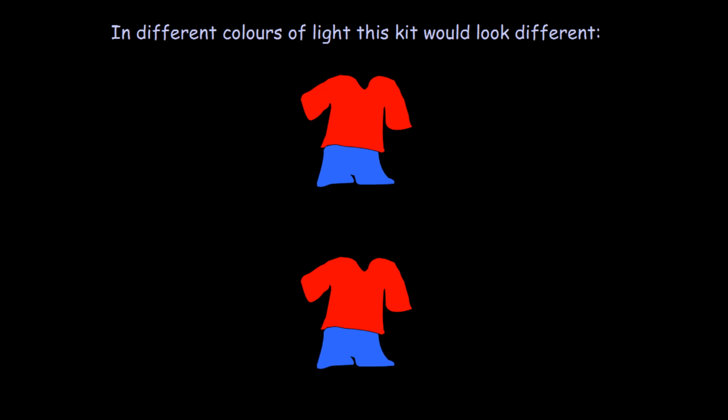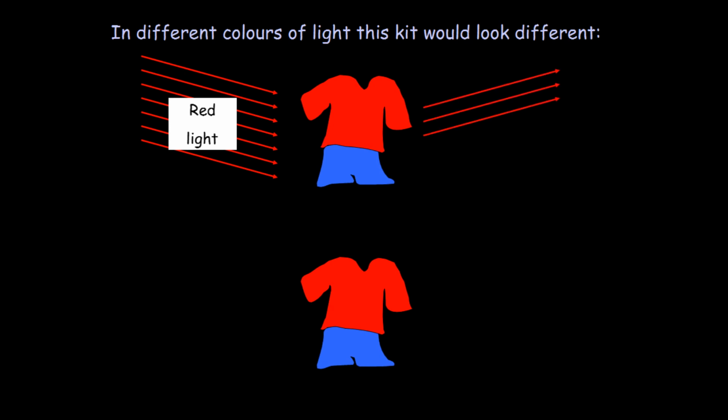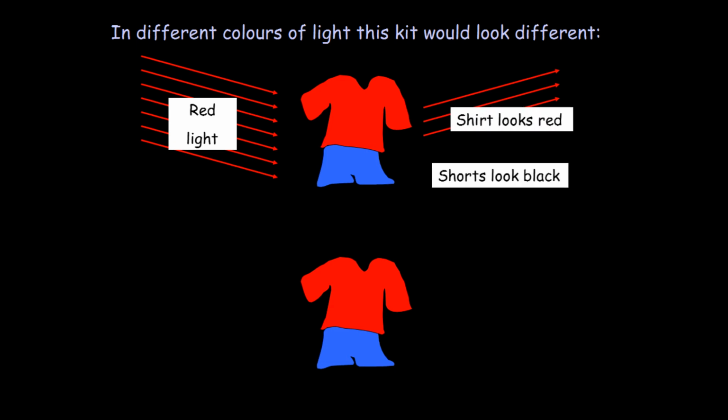Definitely, in different colors of light, the kit would look different. If we have only monochromatic light, which means only one color, and we have chosen red, and only red light is incident, the shirt will be visible, but the shorts will not be visible. It will become black, because black means absence of light. There will be no light reflection from the blue part, so it will become black.